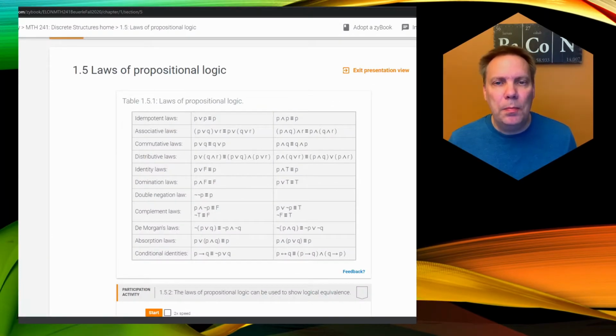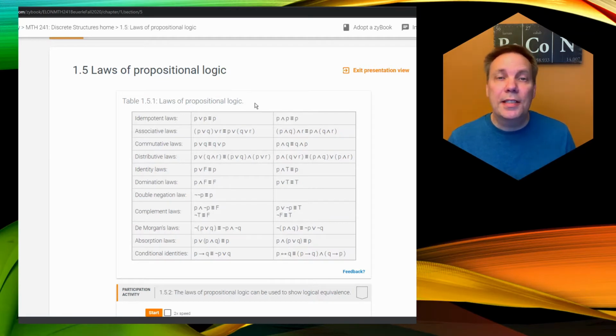So one of the big things we're going to talk about is how to use some of these laws. Some of them are rather straightforward, like the idempotent law. It basically says P or P is equivalent to P. You can't get any easier than that, really. Or P and P is equivalent to P.